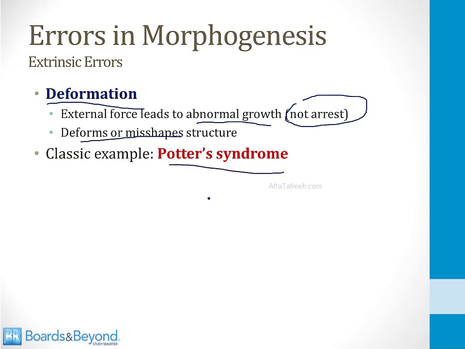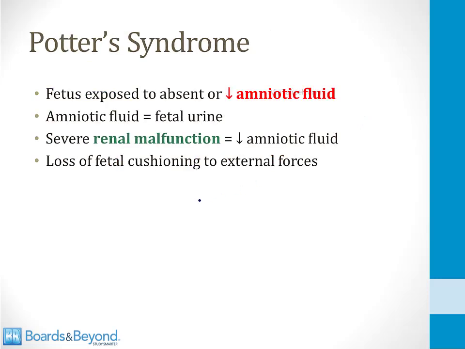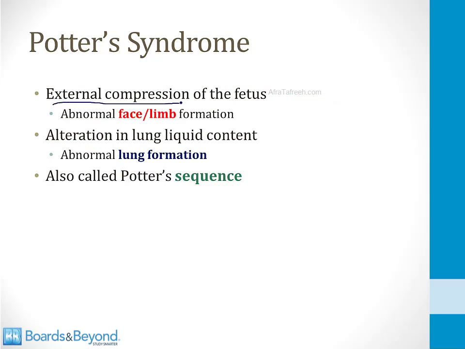is Potter syndrome. I talk about Potter syndrome in the renal embryology video, but I'll briefly review it here. In Potter syndrome, the fetus is exposed to absent or decreased amniotic fluid. Remember that the amniotic fluid in the womb is the fetal urine, so if the baby has severe renal malfunction, this can lead to decreased amniotic fluid, and that fluid is very important as a cushion for the baby. So when there is decreased amniotic fluid, there's a loss of fetal cushioning to external forces in the womb. As a result, there is external compression of the fetus by the organs and structures inside the mother.